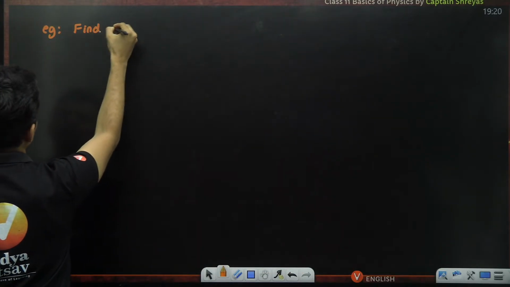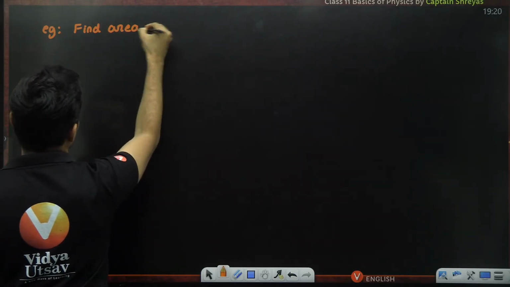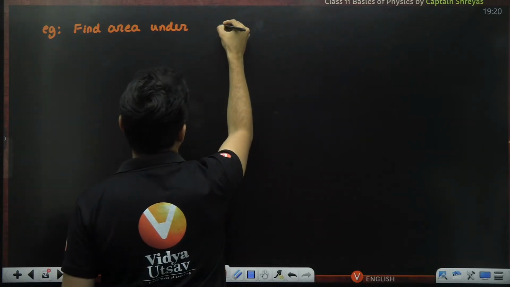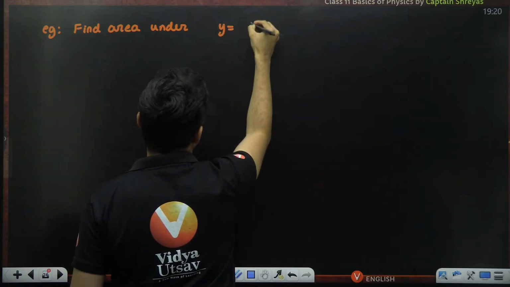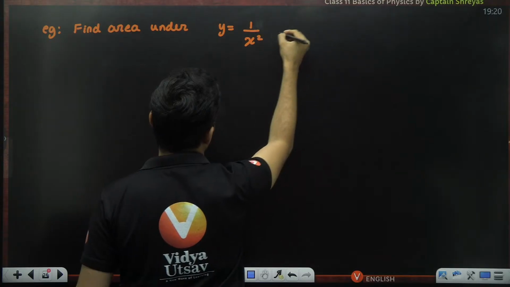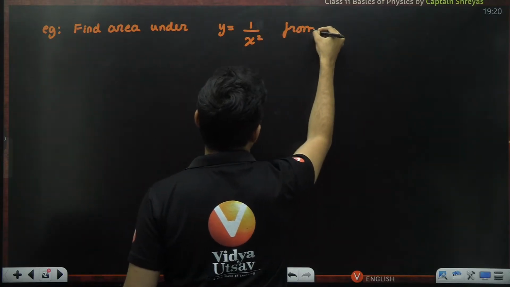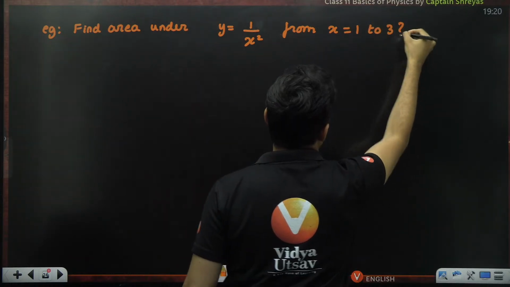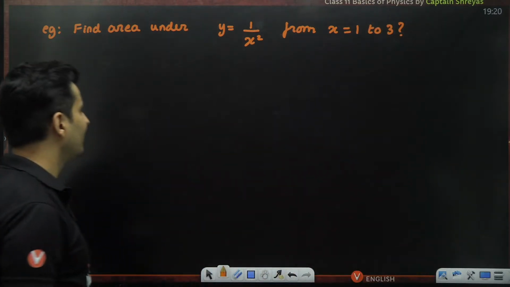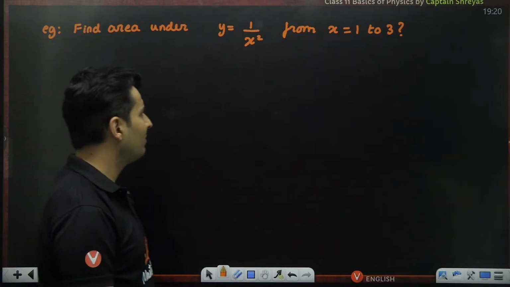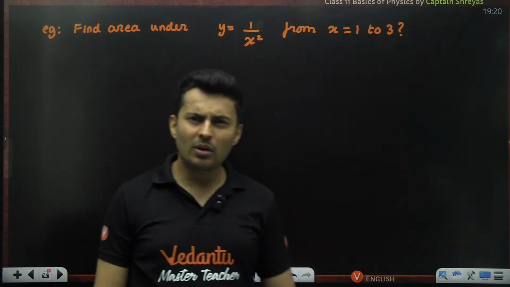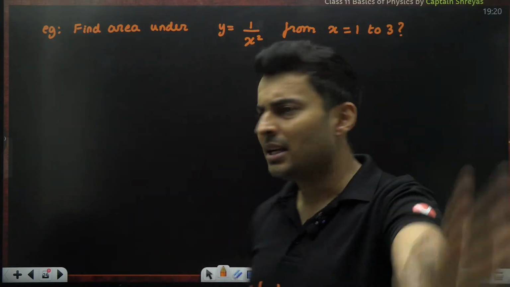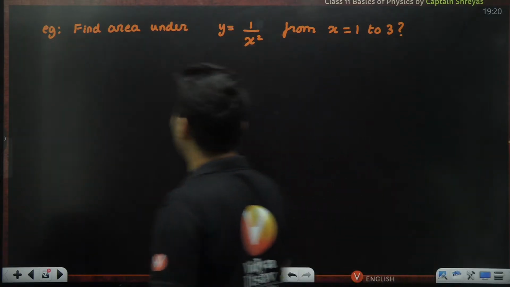Find the area under y is equal to 1 by x square from x is equal to 1 to 3. Can you find the area under the curve of y is equal to 1 by x square from 1 to 3? Will I sit and draw the graph? No, no need. I can directly do it via the integration formula.